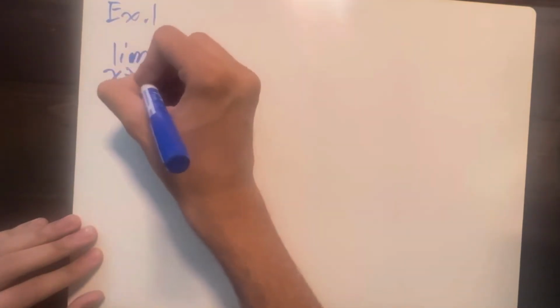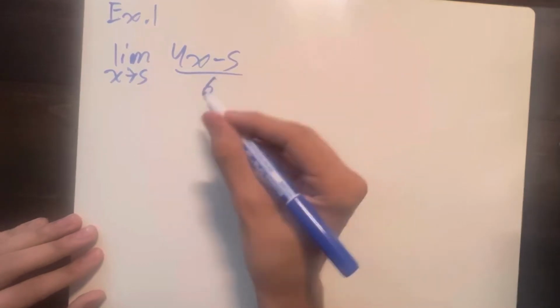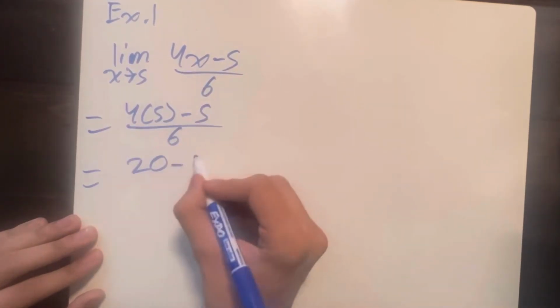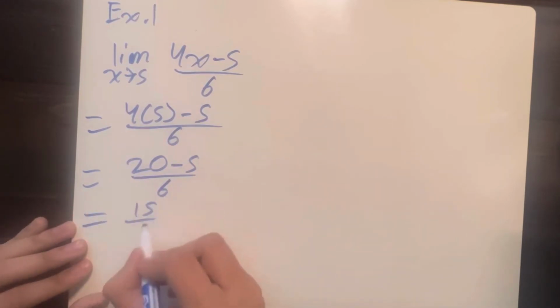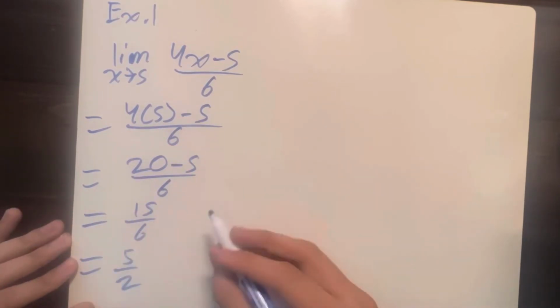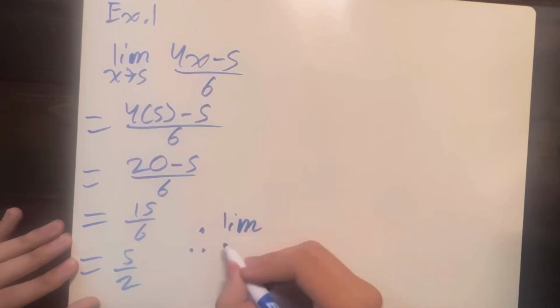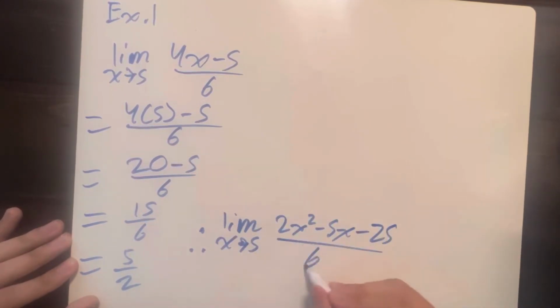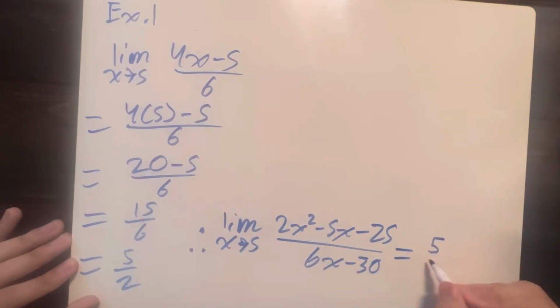Take the limit of 4x minus 5 over 6 by plugging in 5 for x. You should get 15 over 6, which simplifies to 5 over 2. Make sure to state that the limit as x approaches 5 of 2x squared minus 5x minus 25 over 6x minus 30 is equal to 5 over 2.